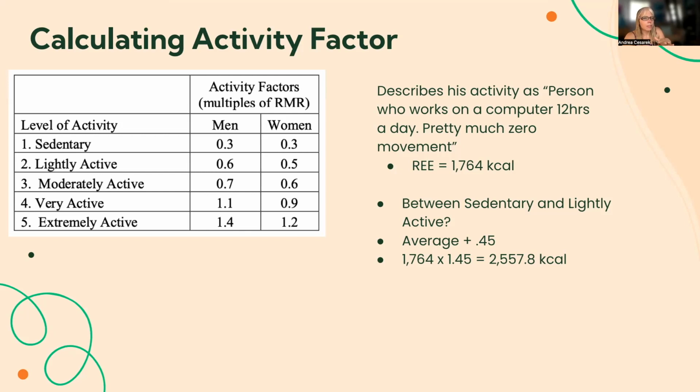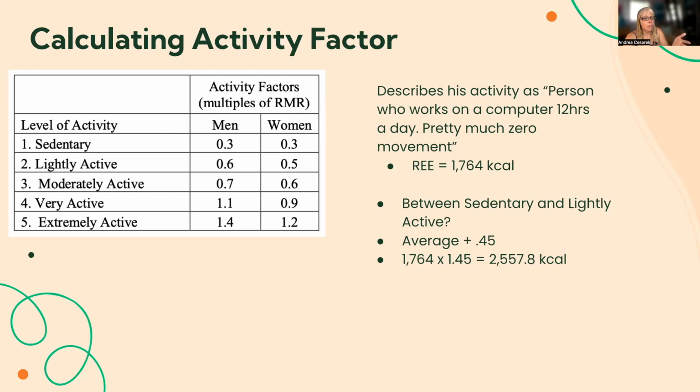So we take our original number, 1764, and multiply it times 1.45 to get 2,557.8 kilocalories. The other way you could do this is to take that number times 0.45, and then add that number to 1764.